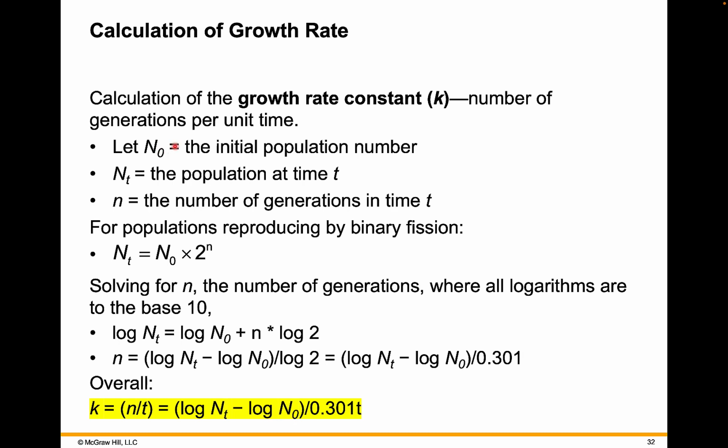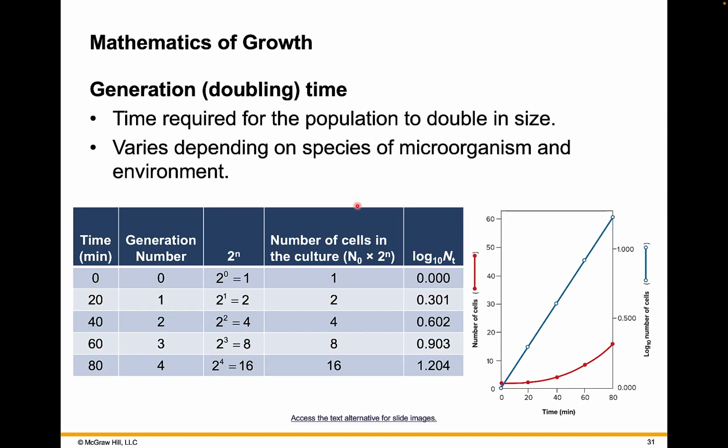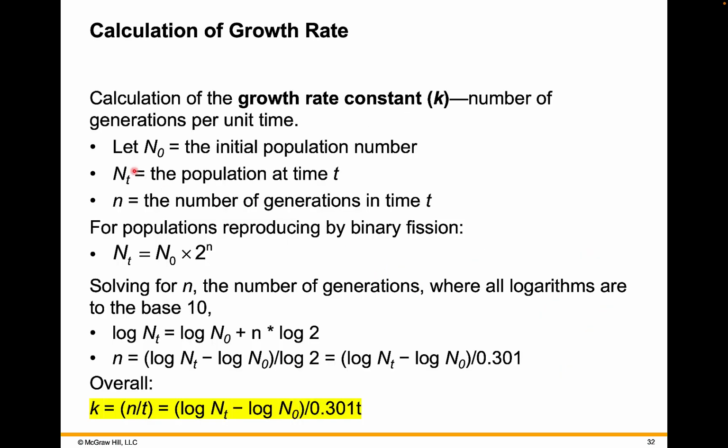So here there are a couple of things that we are looking at. The N0 is the initial population number. So this is the N0, and this is the number of cells in the culture that we are essentially seeing, which is 2 to the power n. Nt is the population at the time t, and n is the number of generations in time t.